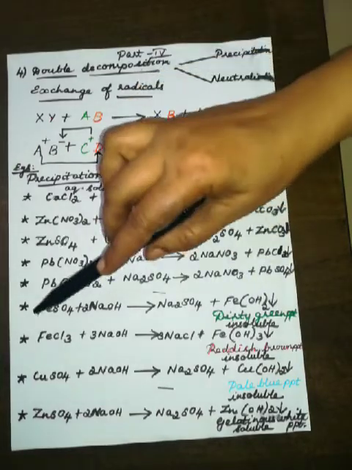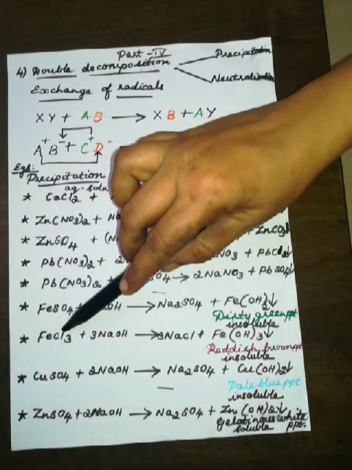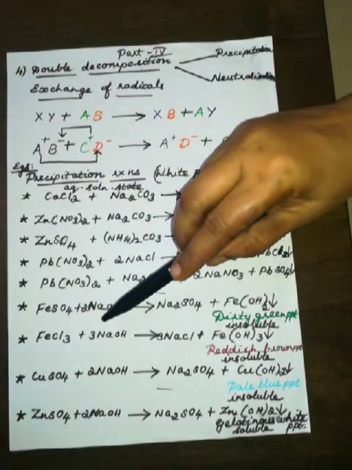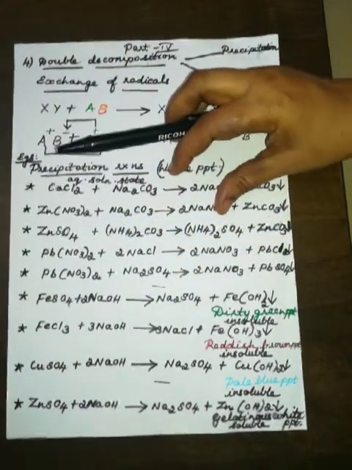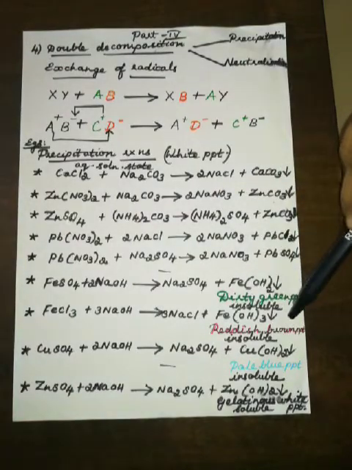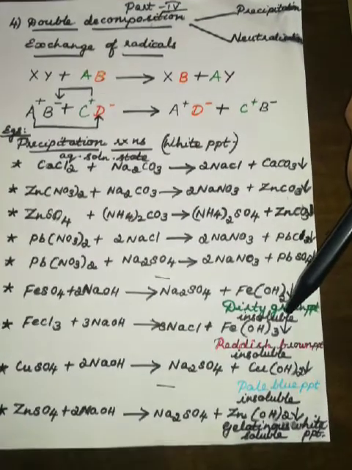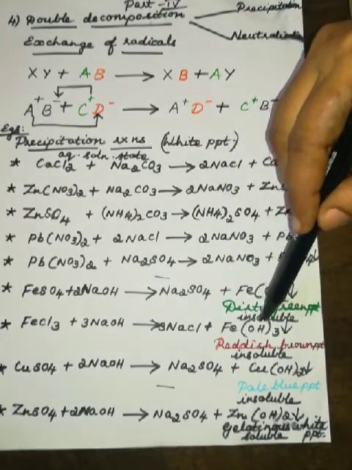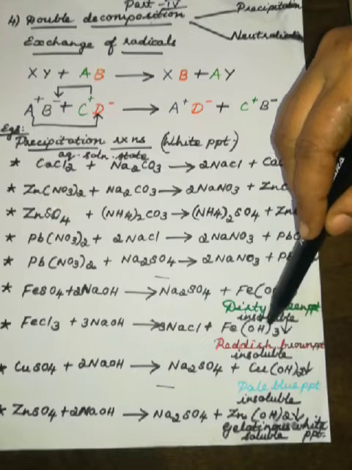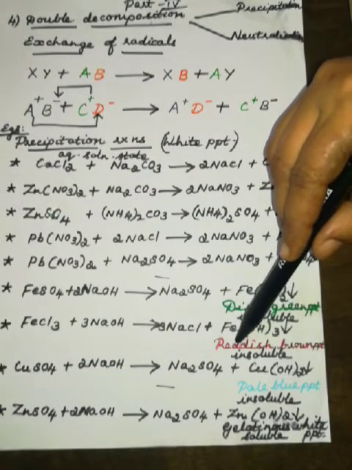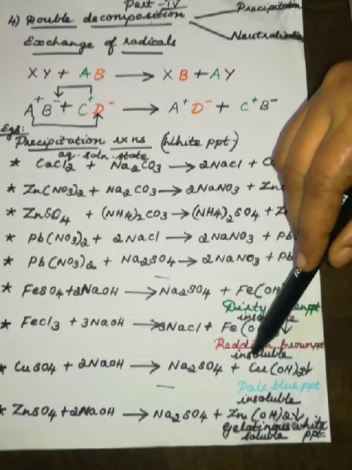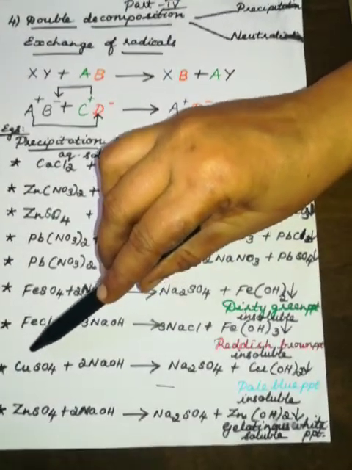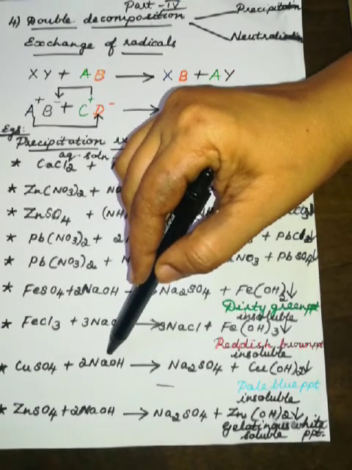Now coming to ferric chloride. Here iron valency is 3. Iron(III) chloride, or ferric chloride, reacts with sodium hydroxide to form ferric hydroxide and sodium chloride. The color of this ferric hydroxide, Fe(OH)3, is a reddish brown PPT, which is insoluble. Coming to copper sulfate, you know the color of the salt is pale blue. It reacts with sodium hydroxide solution.